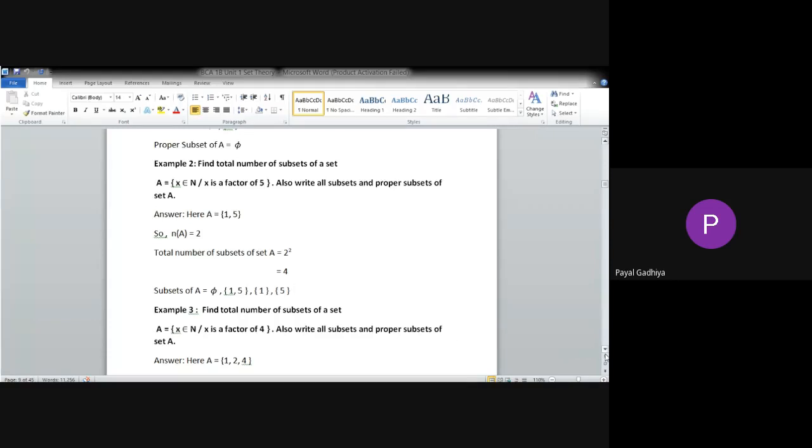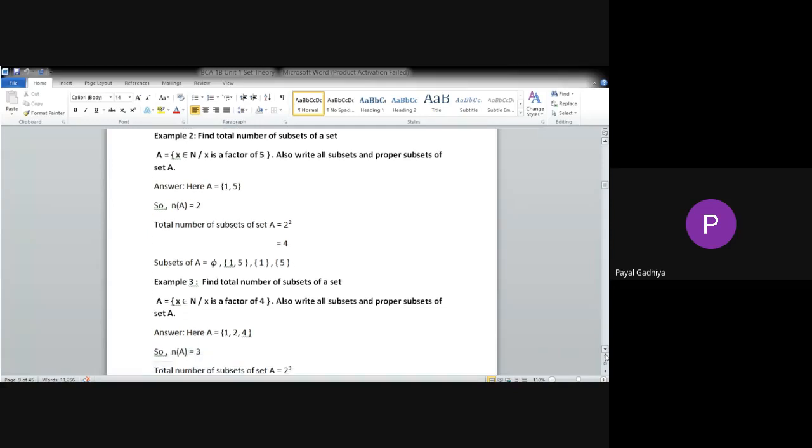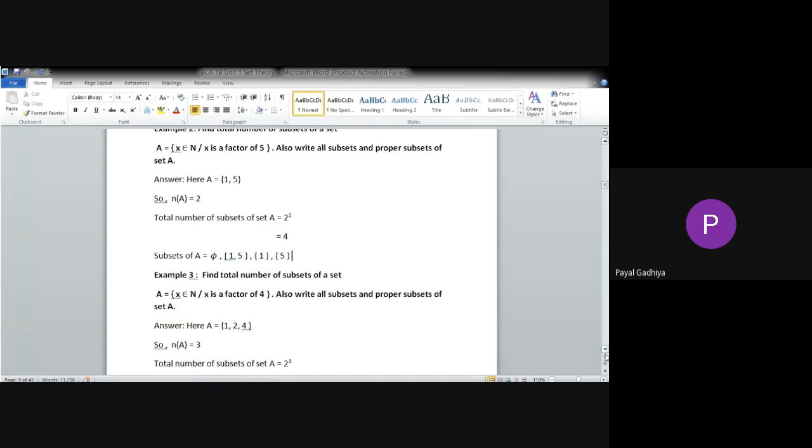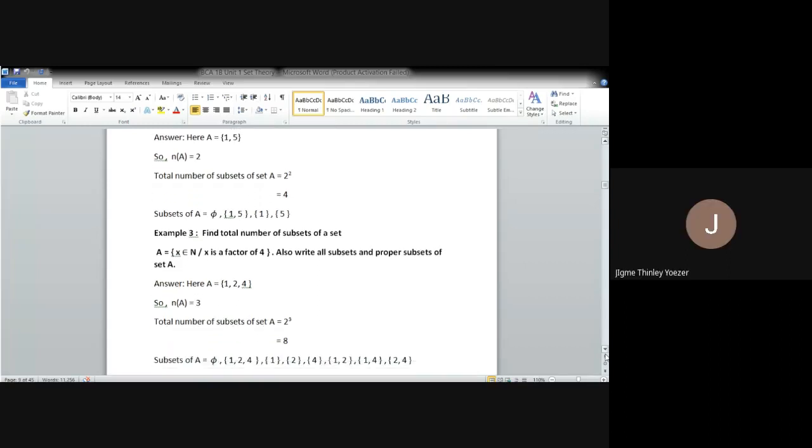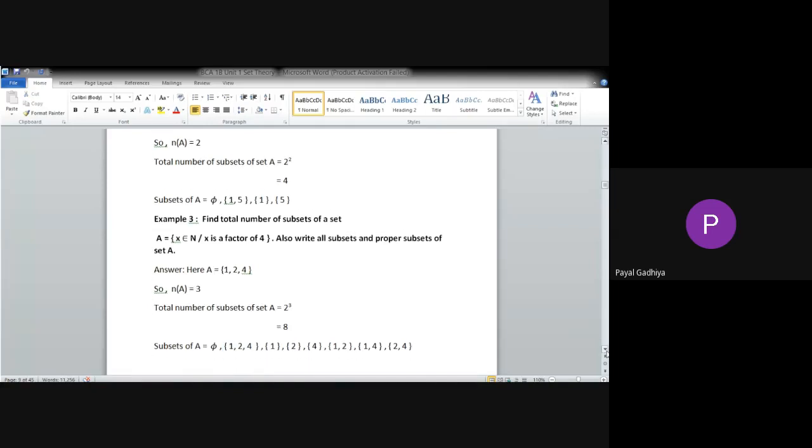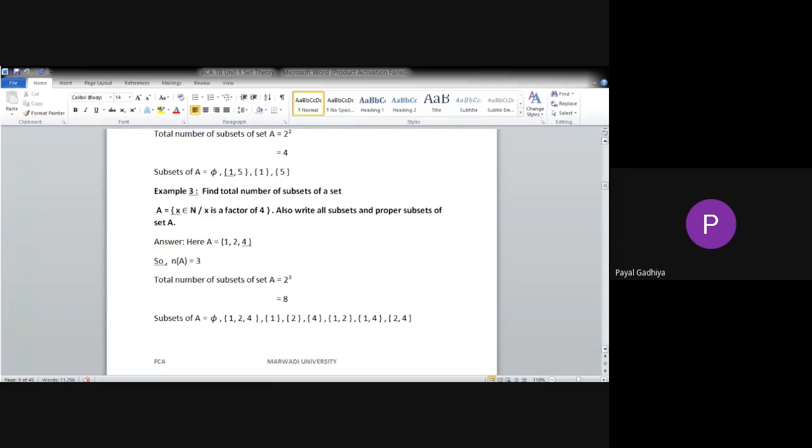Now, if we are talking about proper subsets, then which set should I remove? The one with 1 to 4 subset. Yes, only one subset I should remove, which is 1 to 4, because I cannot take the whole set as a proper subset. So this I will remove and others will be proper subsets.